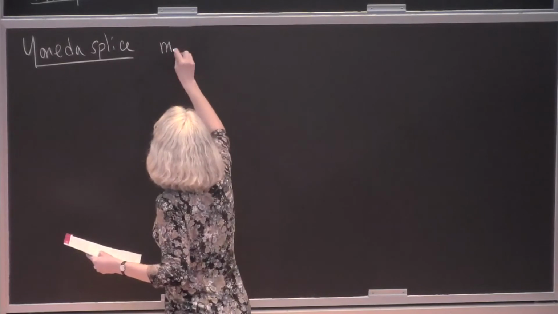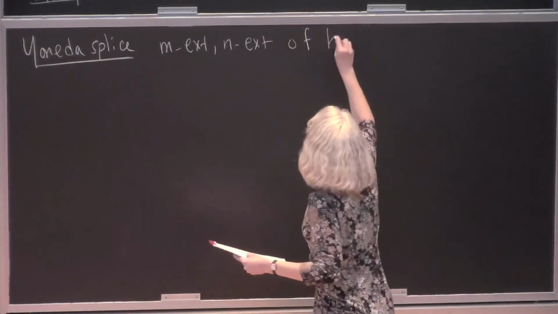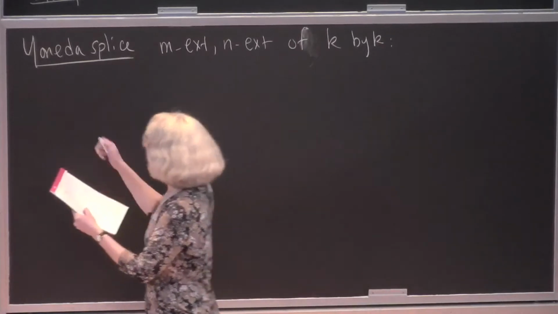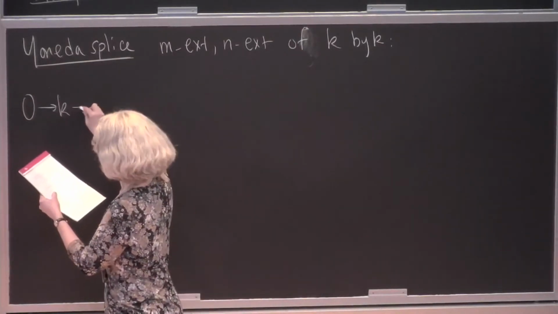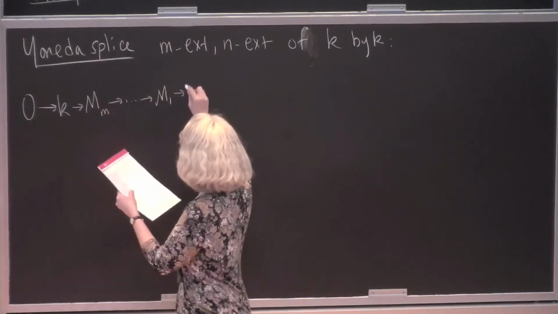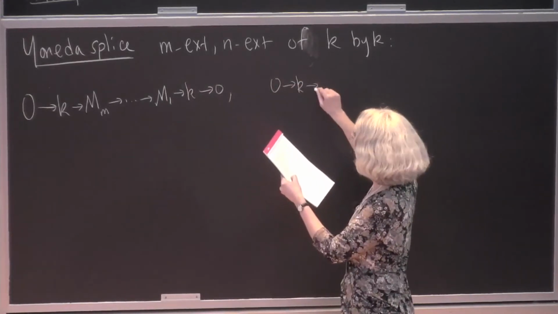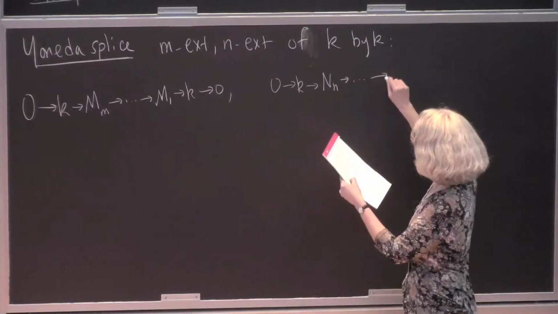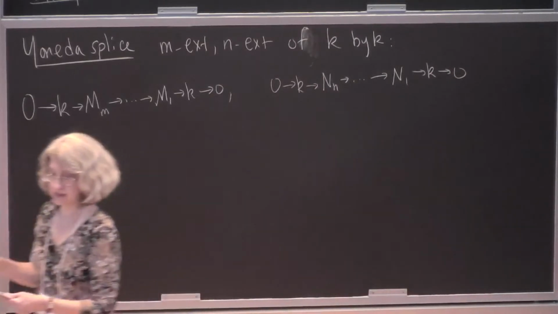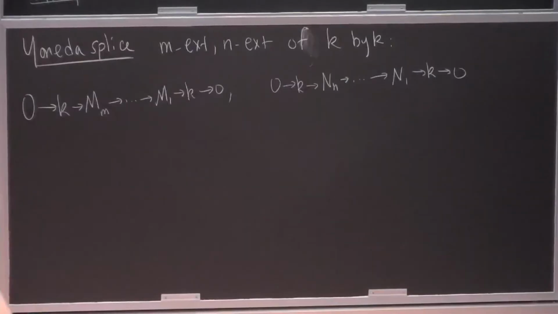So let's take an m-extension and an n-extension of k by k. For the m-extension, I'll draw it this way: 0 goes to k, goes to M_m, and so on, down to M_1 to k to 0. And for the n-extension, I'll take 0 goes to k, goes to N_n, and so on, down to N_1 to k to 0. So I'm taking two extensions, and I want to splice them together, and that's exactly like it sounds.